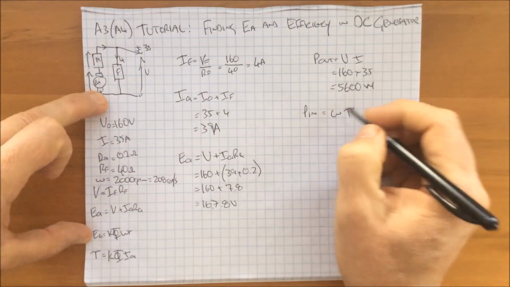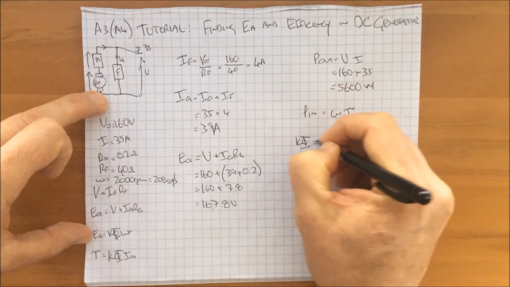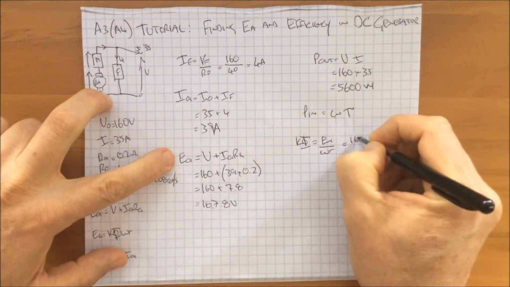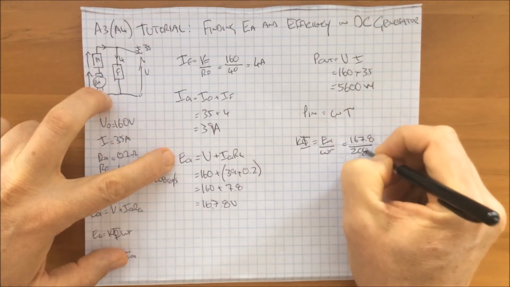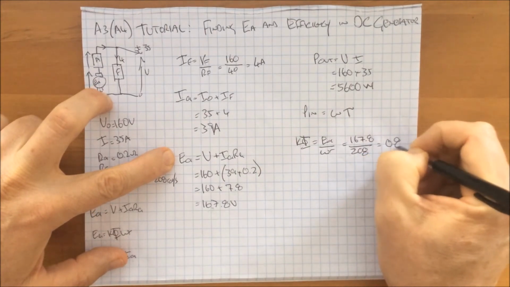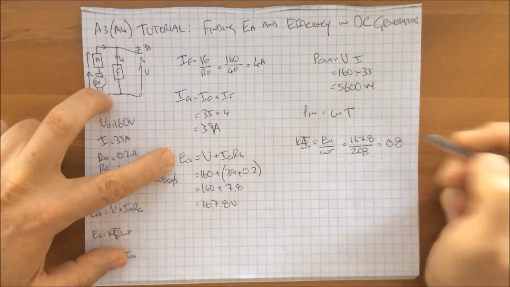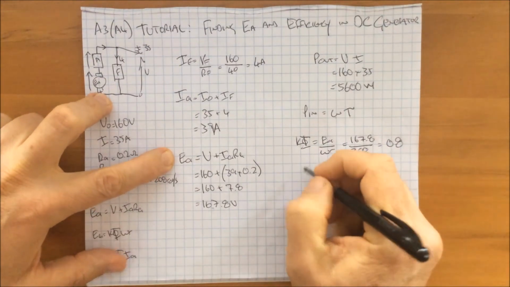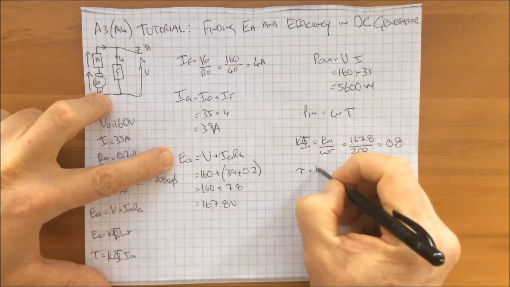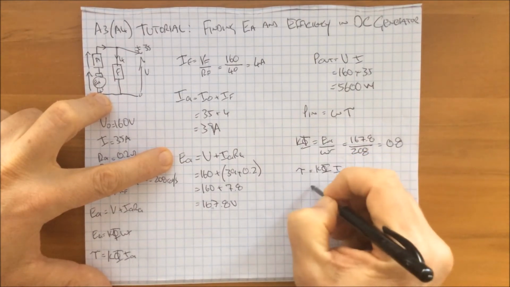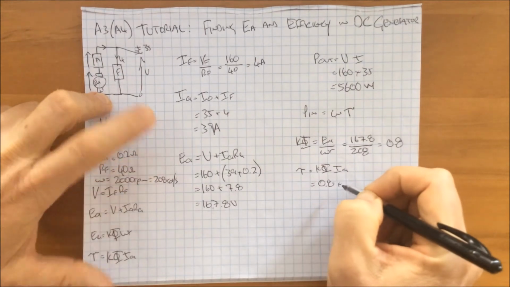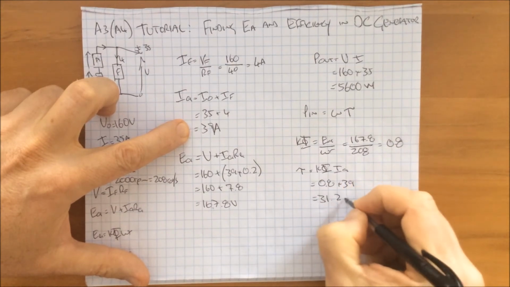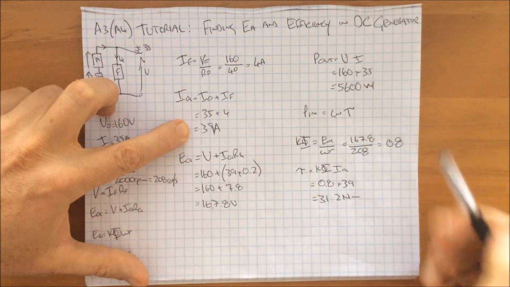So, K phi is EA over the rotational speed, 167.8 over 208, which gives us a value of 0.8. We'll round it to 0.8. It's 0.803, depending on how you do your roundings. We can then find out our torque, which is K phi times IA, 0.8 times 39, which gives us a torque of 31.2 Newton meters.